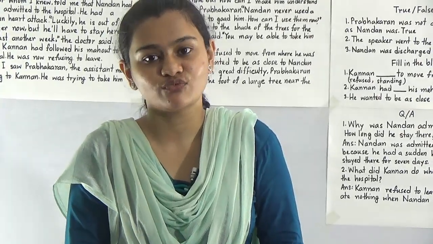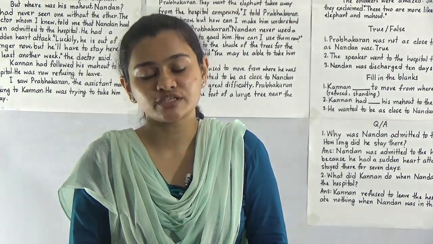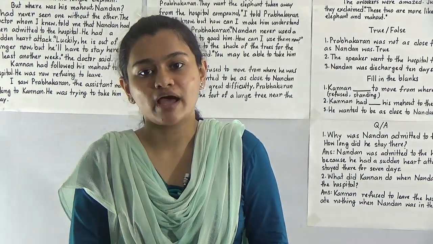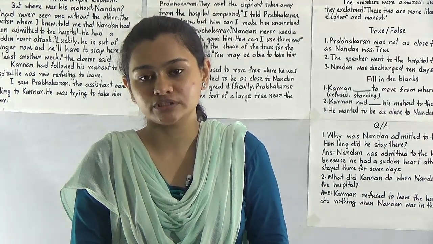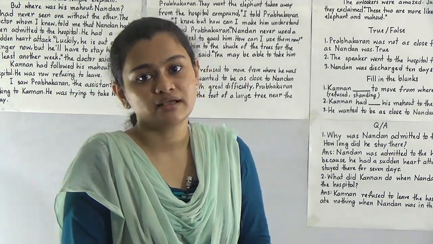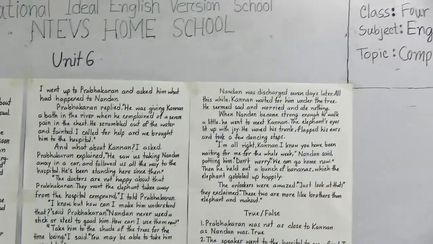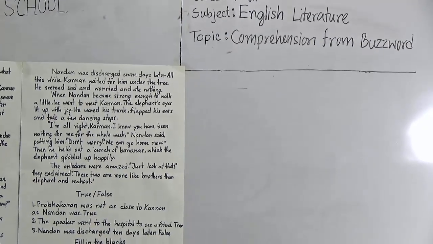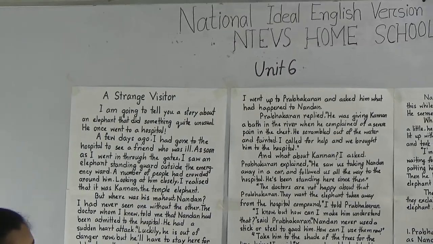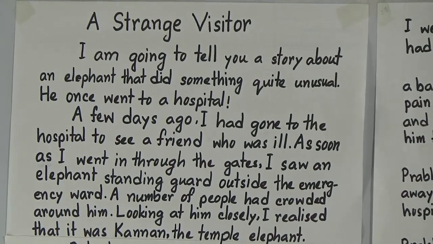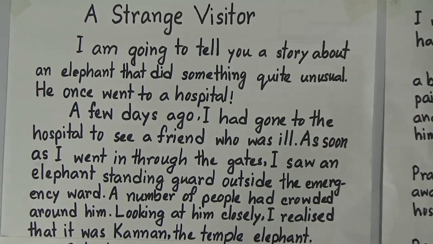Today I am going to take English Literature class for the students of class 4. And our today's topic is Comprehension from Buzzword. And you know that from this comprehension you have to answer true, false, fill in the blanks and question answer. And today we select Unit 6 and our today's topic is a strange visitor. And this comprehension is about an elephant and he was our strange visitor. And let's read why he was called a strange visitor.